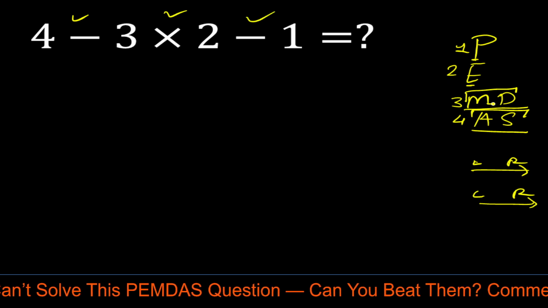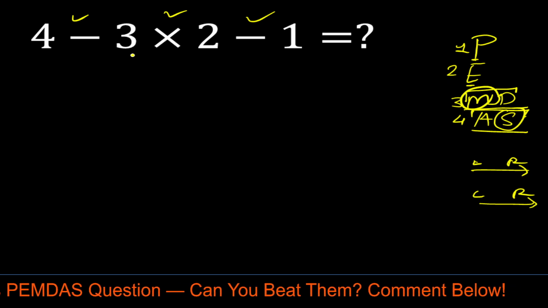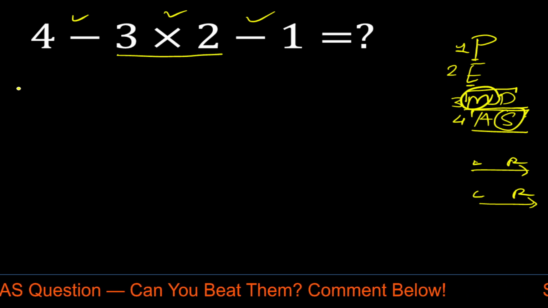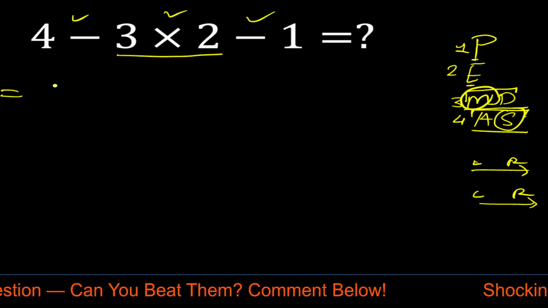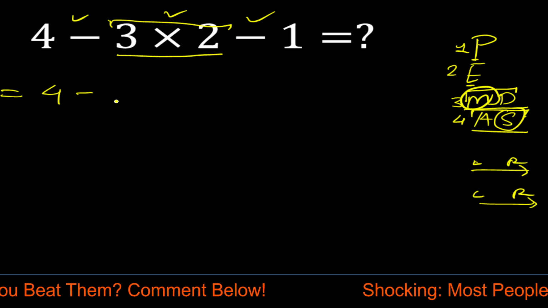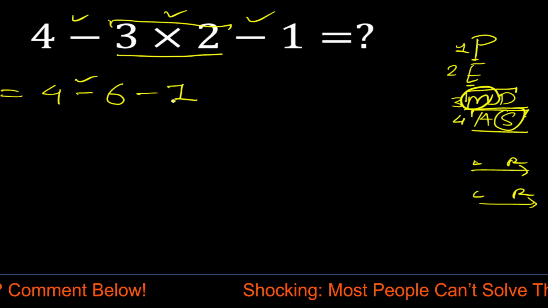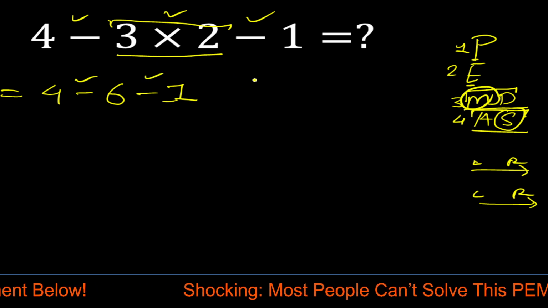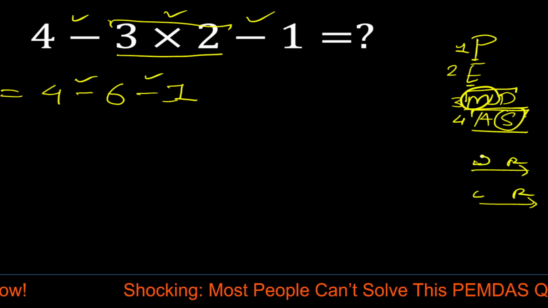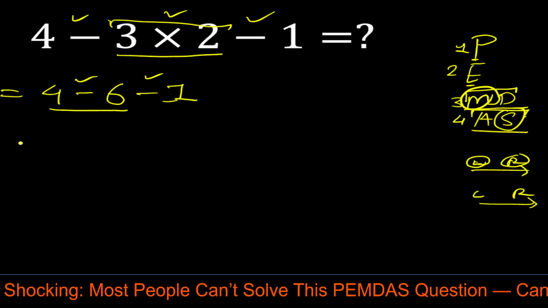So according to the PEMDAS rule, first we have to solve multiplication, then we have to solve subtraction, right? So first we have to solve this multiplication. So now 4 minus, now solve this multiplication, 3 times 2 is equal to 6, minus 1. Now here we have subtraction and here subtraction, and both have equal priority, so we have to solve it from left to right. So first we have to solve this subtraction, right?